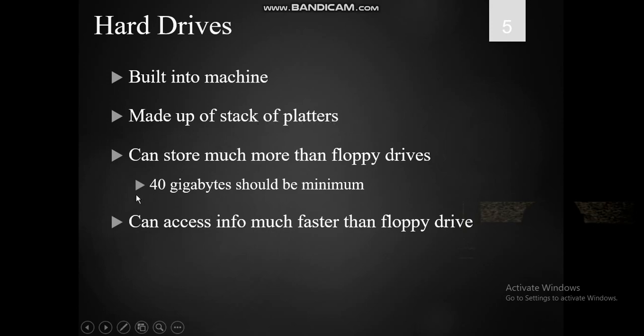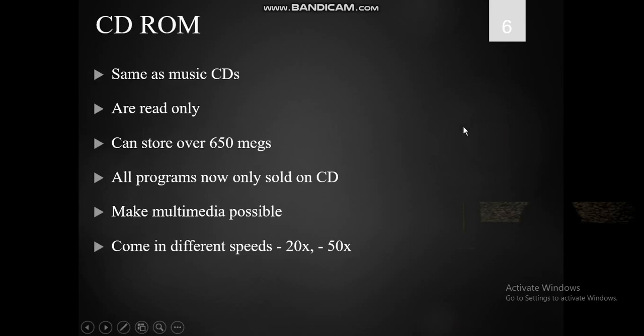A hard disk is built into machines and made up of a stack of platters, and can store much more than a floppy disk. Because we have a hard disk, we have 40 gigabyte, which should be the minimum that we have. We have terabytes that can access and record a lot of information, and can access information much faster than a floppy disk. So with a hard drive we can access and retrieve all the information that we store on it.